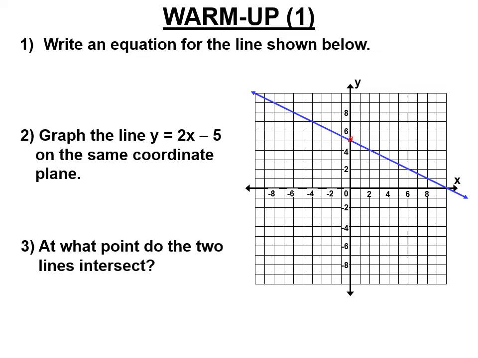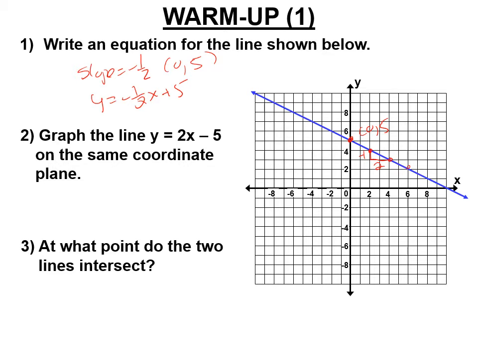All right, so write an equation for the blue line you see there. Well, its y-intercept is 0, 5. Its slope is down 1 over 2, right? So the slope is negative 1/2. The y-intercept is 0, 5. And so the equation is y equals negative 1/2 x plus 5.